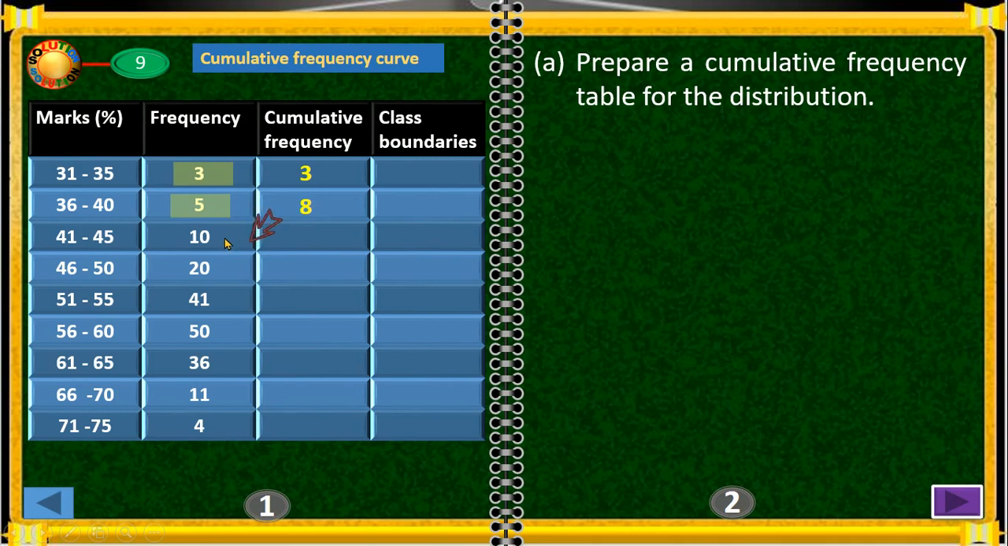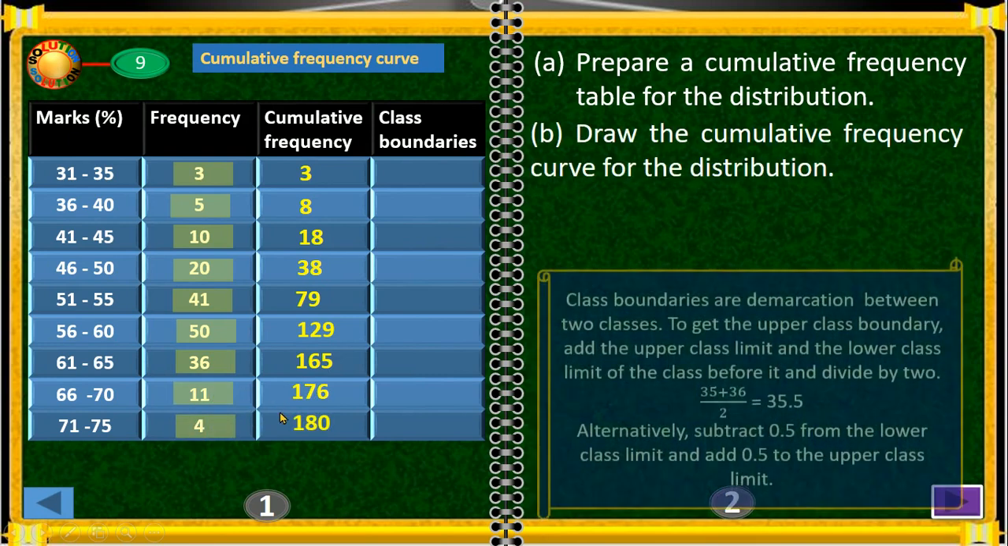For the third class, we add the frequencies from first class to the third class, or we'll add 8 to 10. That will give us 18. For the fourth class, we add all the frequencies from the first class to the fourth class, or we add 18 to 20. That will give us 38. 41 plus 38 will give us 79. 79 plus 50 will give us 129. 129 plus 36 will give us 165. 165 plus 11 will give us 176. And 176 plus 4 will give us 180.